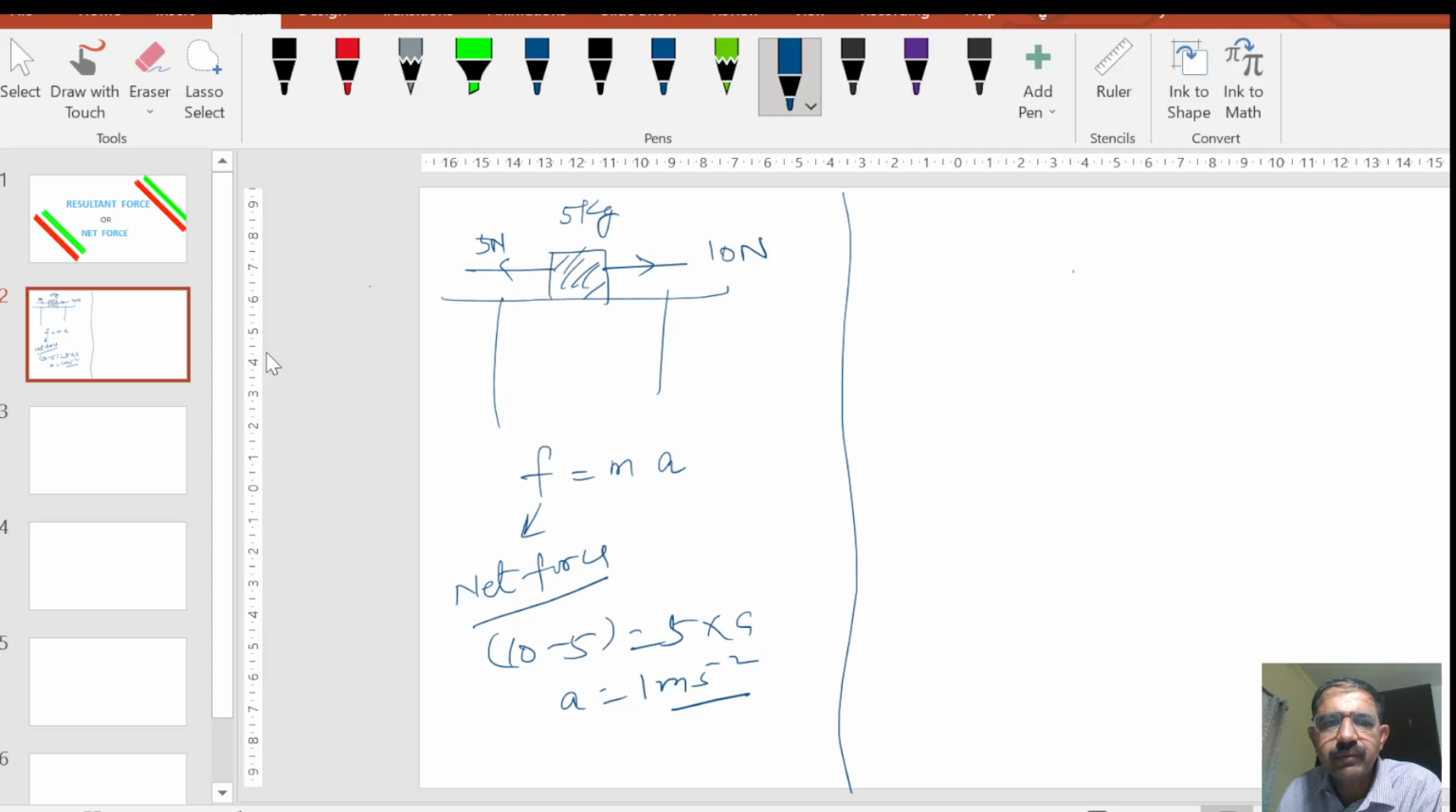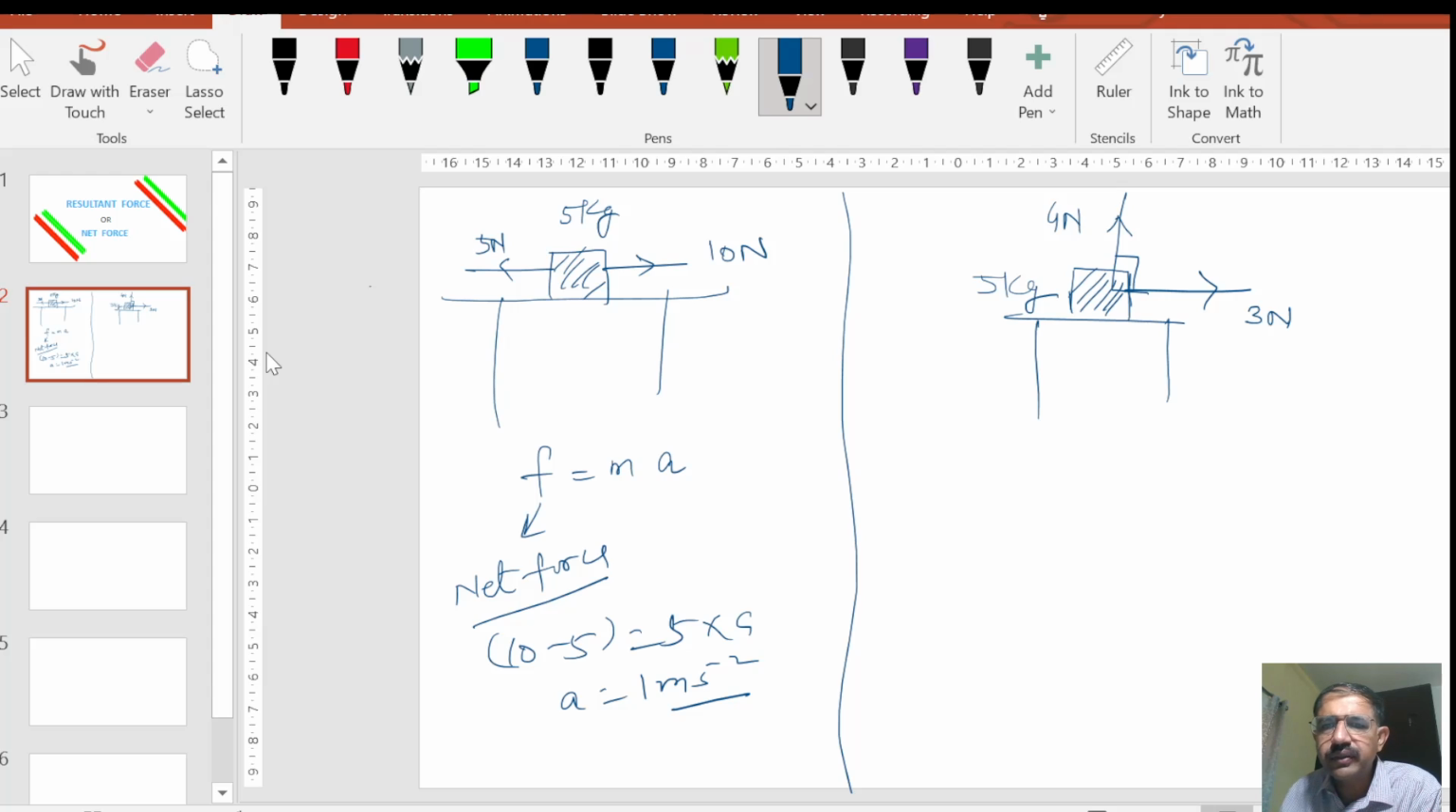Okay, second example I am taking. Suppose the same block is there now. Again, it is placed on the surface of the table, and this time again we apply two forces. 3 Newton, another force is 4 Newton. Both are perpendicular to each other. They are making 90 degrees. Suppose the mass of the block is 5 kg.